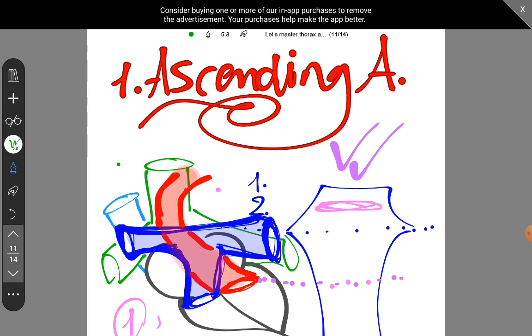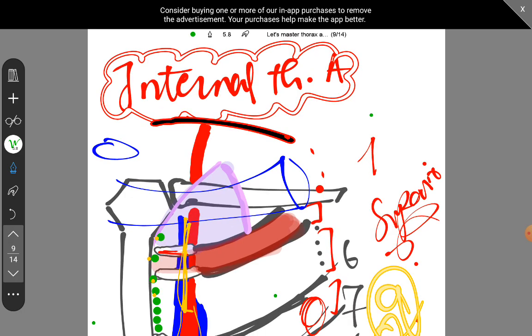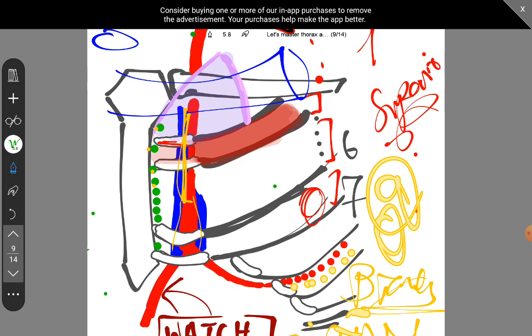I forgot mentioning the relations of the internal thoracic artery. I'm sorry, I said there's something missing. Anterior relations, they're so easy. First thing is the sternal end of the clavicle, and then the upper six costal cartilages, with the intervening intercostal spaces, which are the internal intercostal and anterior intercostal membrane, and the last thing is the brachiocephalic veins. Don't forget the phrenic nerve.